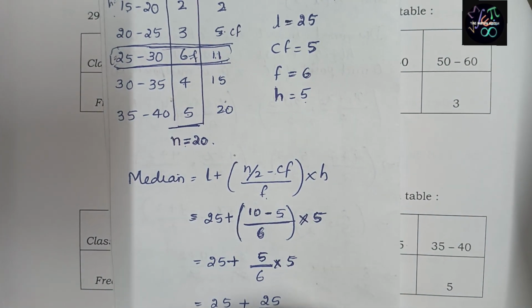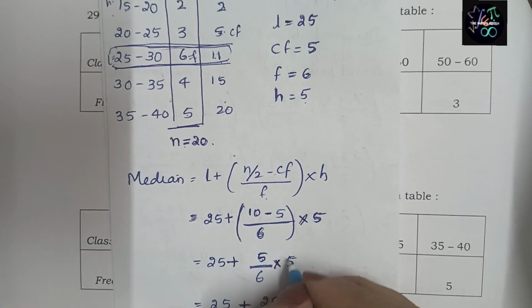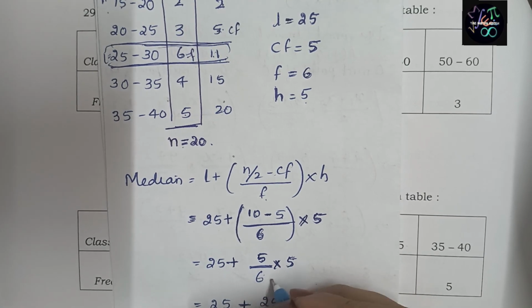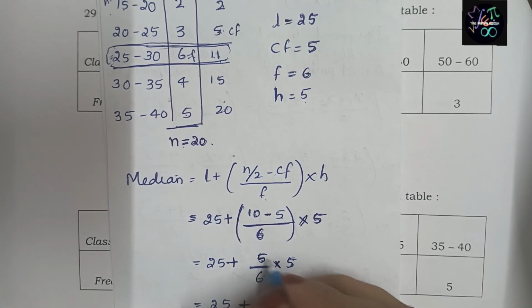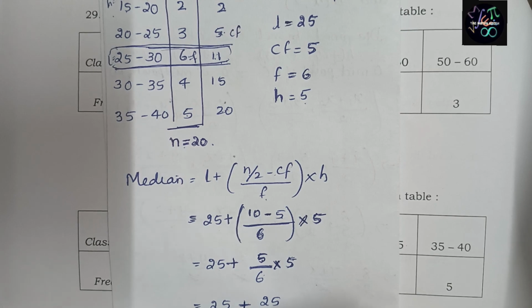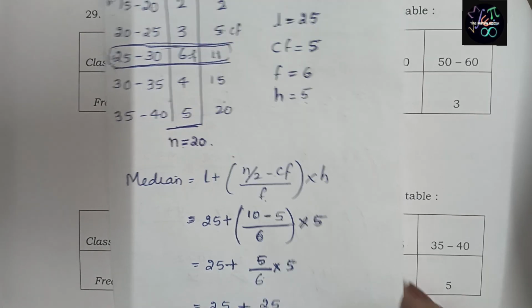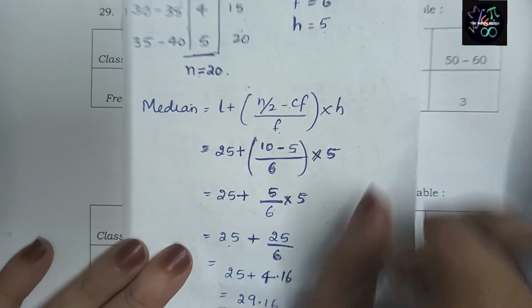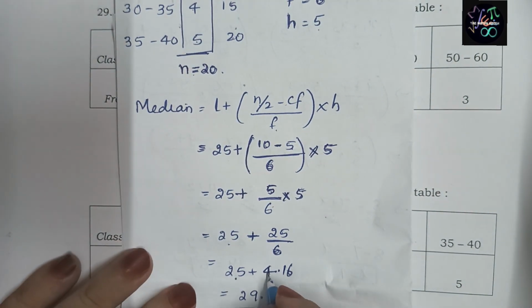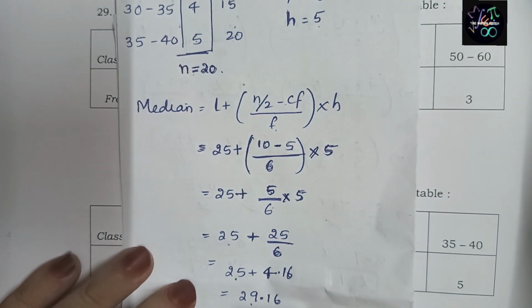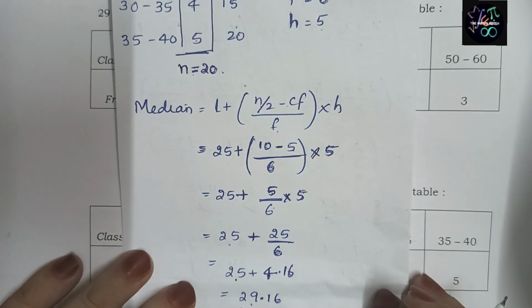Okay, 25 as it is plus 5 fives are 25. We should not multiply like this. In the numerator, 5 fives are 25, by 6. If we divide 25 by 6, we get 4.16. Then we get the correct answer as 25 plus 4.16, which is 29.16. So this is the answer for the median question.